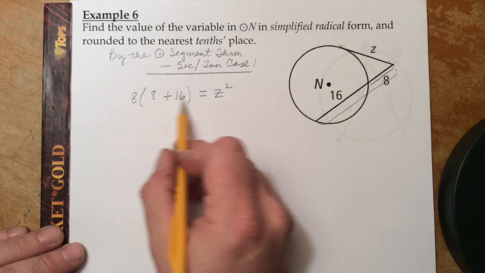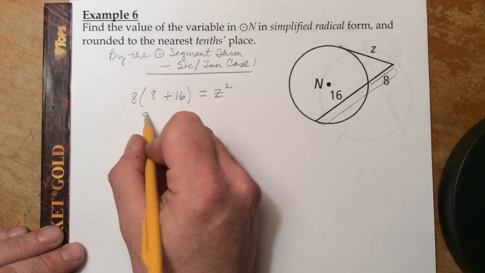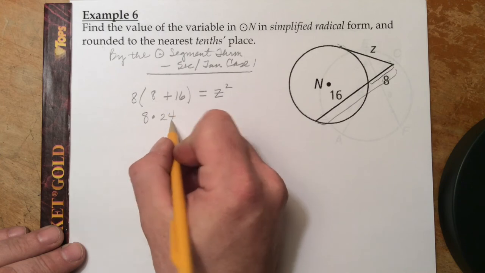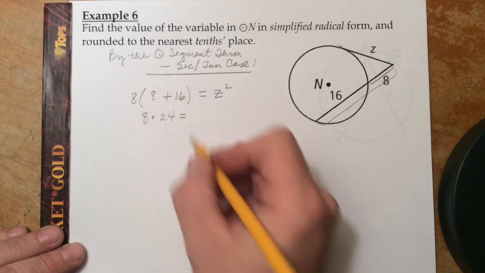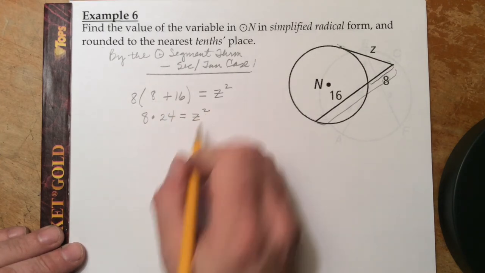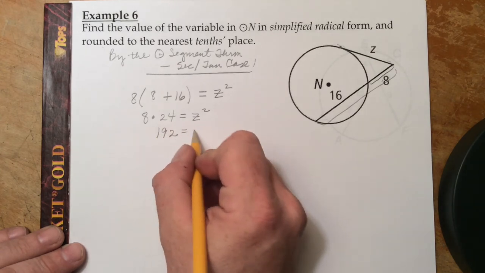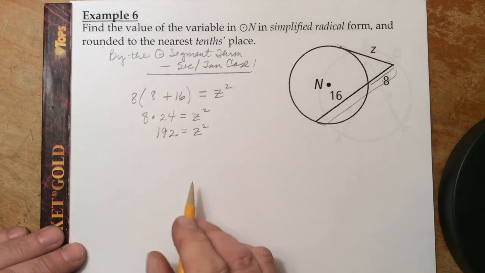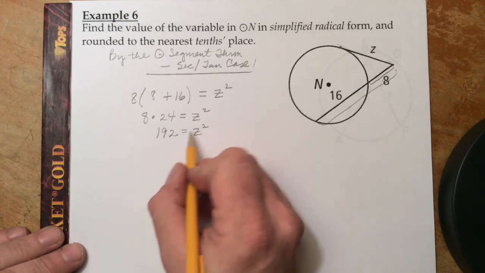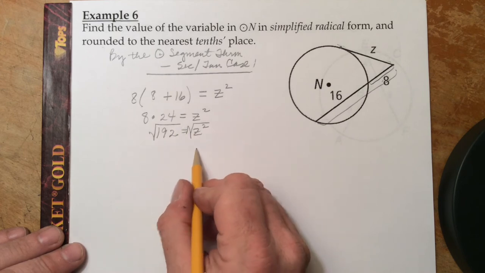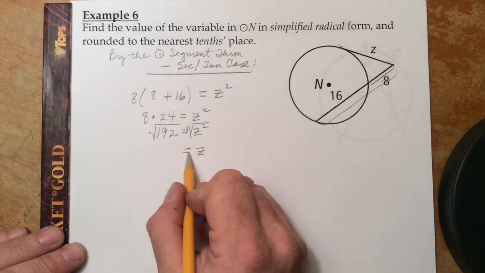At this point, we can go ahead and simplify on the left side. We have 8 times 8 plus 16 is 24 equals Z squared. 8 times 24 is 192 equals Z squared. To find out what Z is, we need to get rid of the square by taking the square root of both sides. The square root of Z squared is Z. That's what we were looking for.